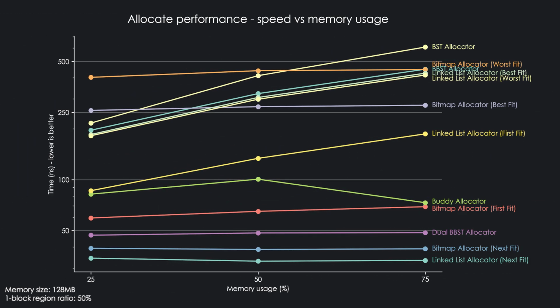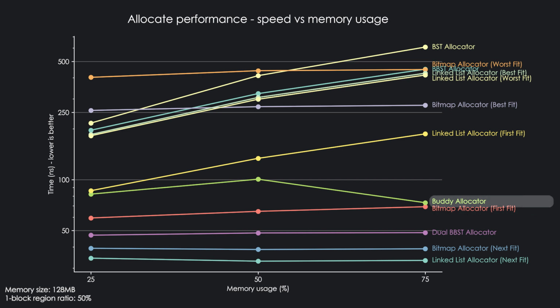Let's look at the next variable, the percentage of memory used. Here we can also learn some interesting things. Again, the best performing algorithms, linked list next fit, bitmap allocator next fit, and the dual binary search tree don't seem to be affected by how full the memory is. The bitmap first fit is only slightly affected, which makes sense. When memory is fuller, the first free region might be further away from the beginning of the bitmap.